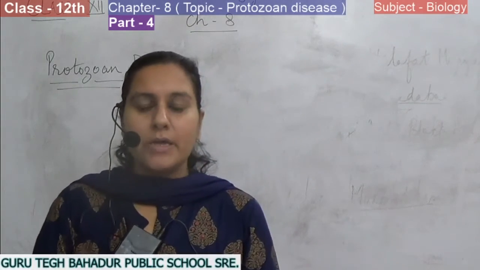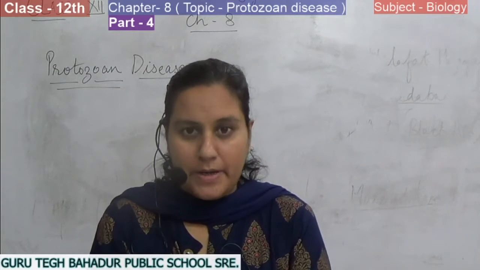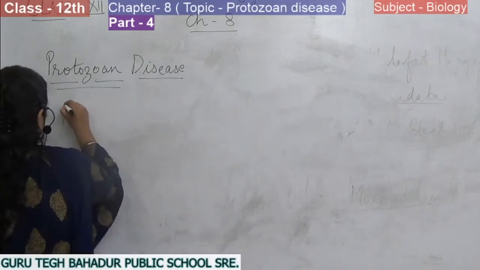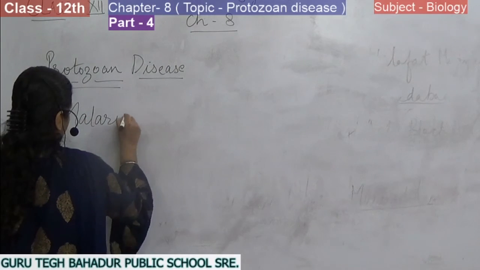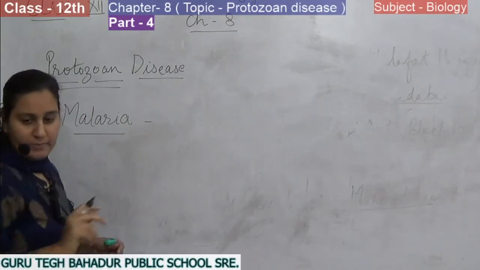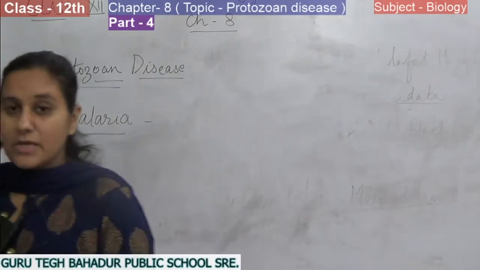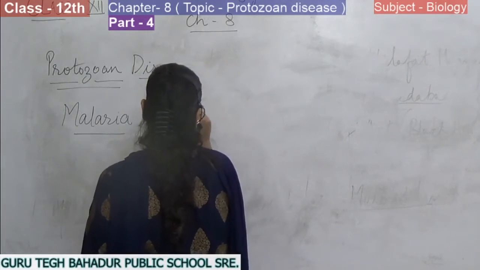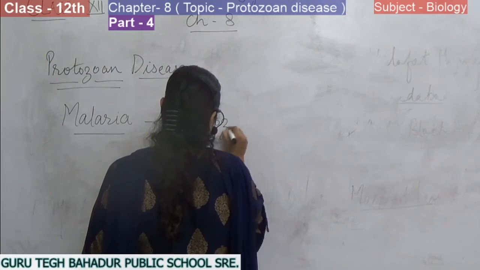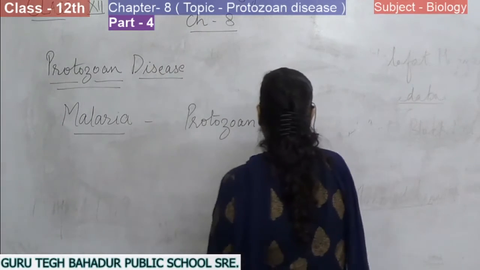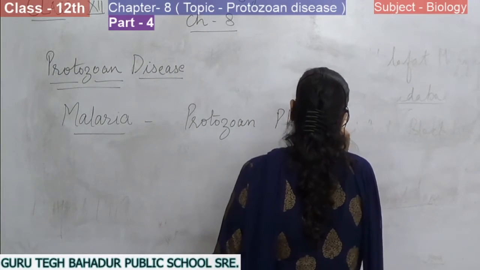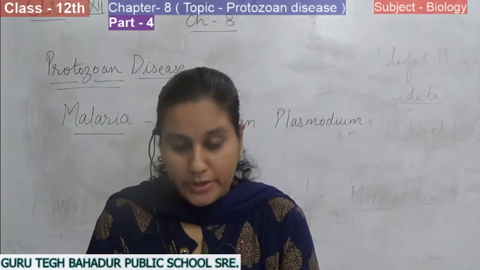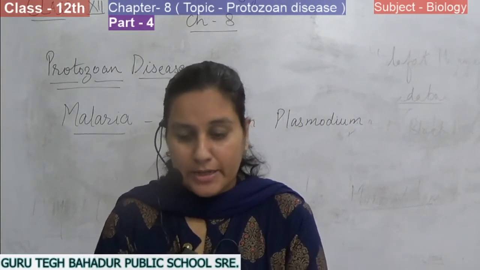Now, as is clear from the name, protozoan diseases are caused by protozoa. The disease that is a protozoan disease is malaria. You people are very familiar with the name malaria. This is caused by the protozoan plasmodium. Various species of plasmodium cause malaria. Some of them are plasmodium vivax, plasmodium malariae, plasmodium falciparum.